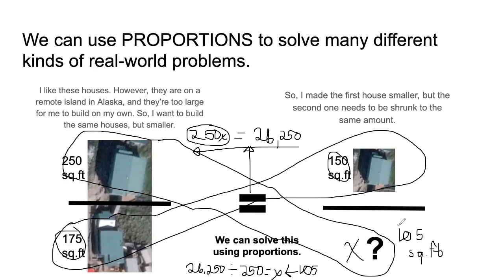You can actually double check this. So in this case, if we use the butterfly method, now it's 250 square feet times 105 square feet. If I use my calculator, I will see that 105 times 250 is 26,250, which is what we had for 175 times 150. So this is proportional because when we do the butterfly method, they both equal the same thing. So they both need to be shrunken the same amount. And so that's exactly what we did.